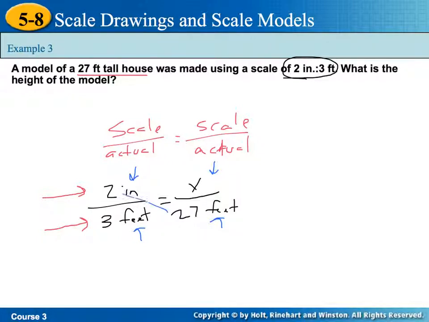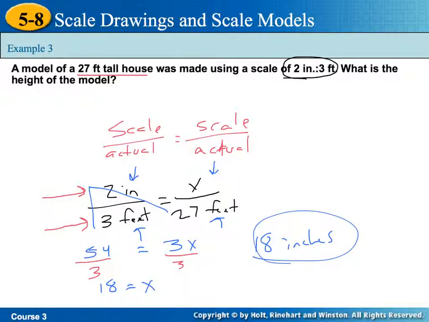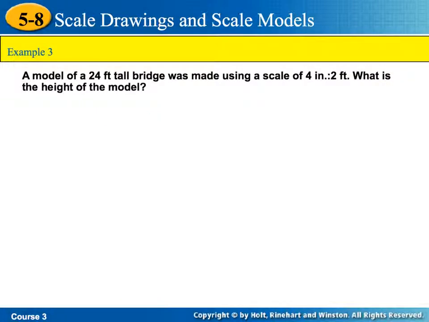We're going to cross multiply here. I get 54 is equal to 3x. Divide by 3 on both sides. 18 is equal to x. What's my label on that 18? It's 18 inches. Again, we're setting up a proportion and solving. Setting up the proportion and solving. All right? Let's try one last problem of the day. See if you can come up with this proportion. And go.